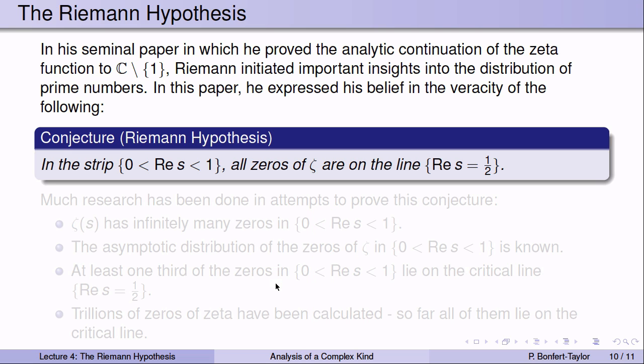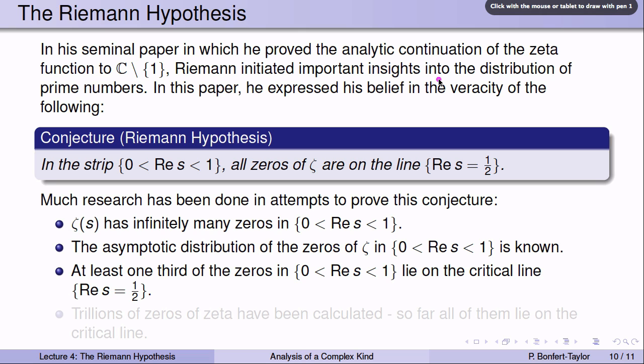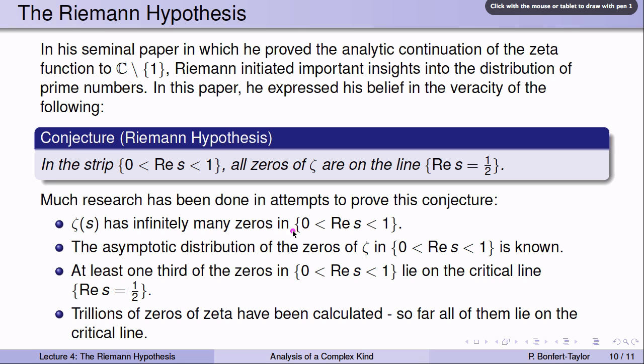In addition to, of course, these zeros, -2, -4, and so forth. Much research has been done in attempts to prove this conjecture. Many things have been proved. For example, it has been proved that the zeta function has infinitely many zeros in that critical strip. It is even known how these zeros are asymptotically distributed. At least 1/3 of the zeros in the critical strip lie on that critical line. That is known. Trillions of zeros of the zeta function have been calculated. So far, all of them lie on the critical line. But that's not a proof.